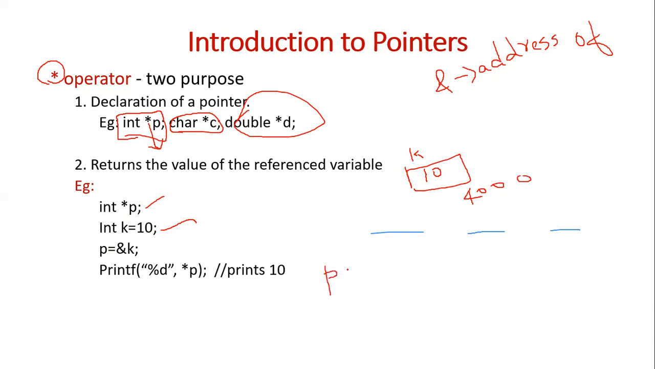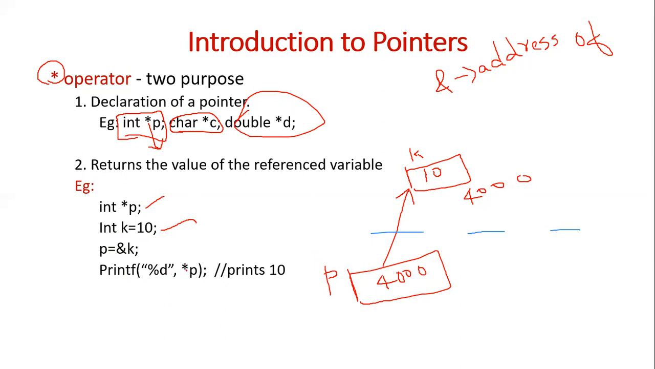Address of k. So address of k is what? 4000. So that is 4000 here. So p is a pointer to an integer. It means that p is pointing to this location because it is having the address. So p is a pointer, it is pointing to this location.